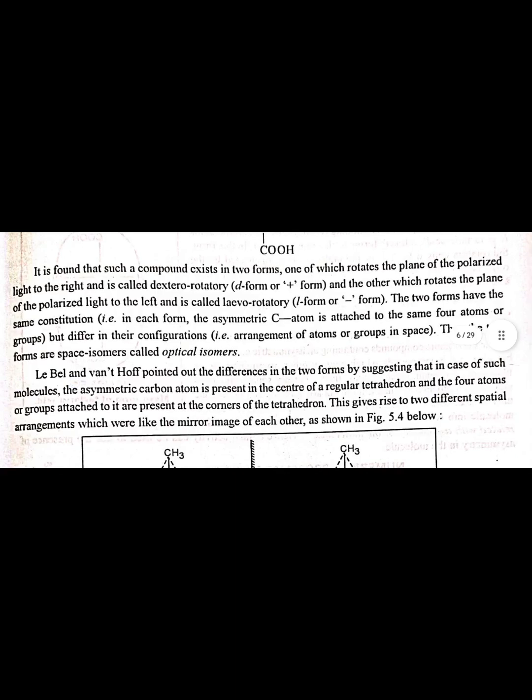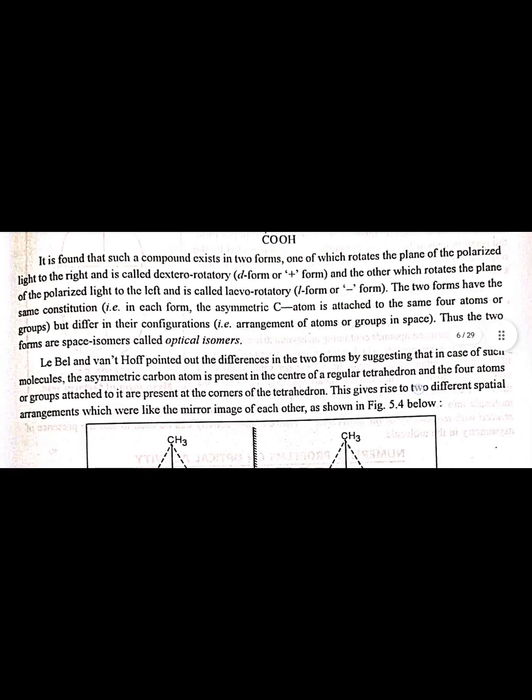It is found that such a compound exists in two forms, one of which rotates the plane of the polarized light to the right and is called dextrorotatory, D form or plus form, and the other which rotates the plane of the polarized light to the left and is called levorotatory, L form or minus form. The two forms have the same constitution, that is, in each form the asymmetric carbon atom is attached to the same four atoms or groups, but differ in their configuration, that is, arrangement of atoms or groups in space. Thus, the two forms are space isomers called optical isomers.